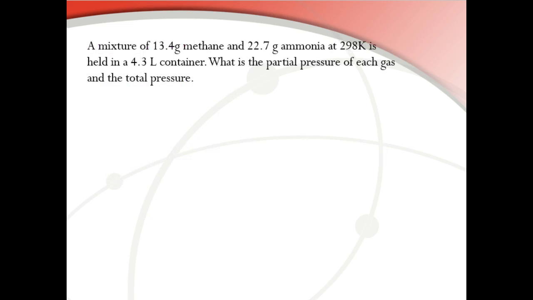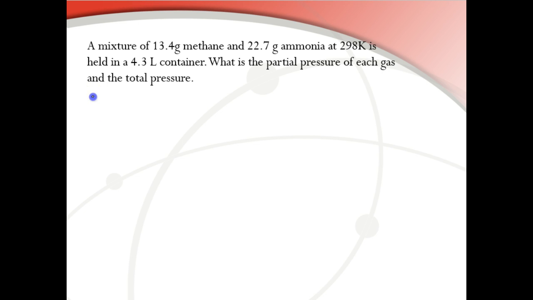Here we have an example where 13.4 grams of methane and 22.7 grams of ammonia at 298 Kelvin are held in a 4.3 liter container. We want to know the partial pressure of each gas and the total pressure. So we're going to have to solve the ideal gas law a couple times, one for each one, and then add them together. And I'm going to show you that the percentages from the pressures are the same as the percentages from the number of moles.